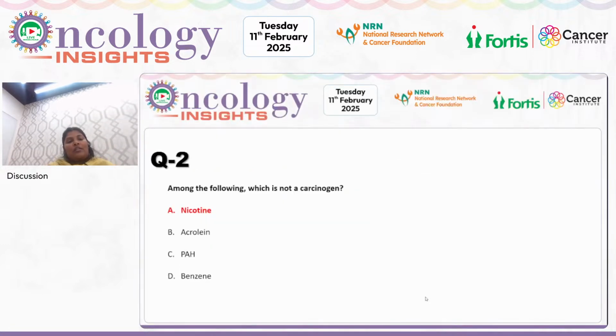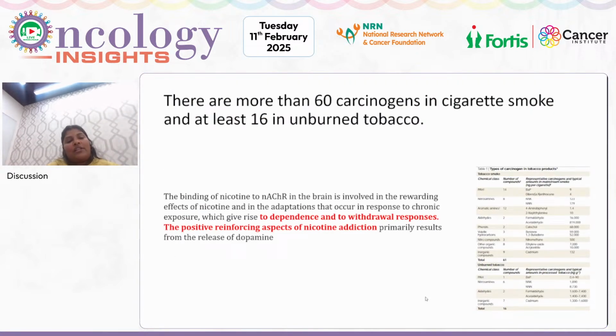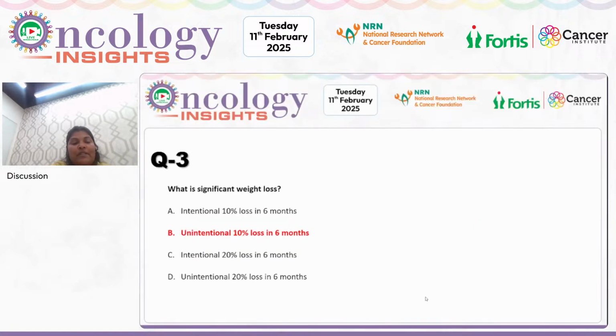Second question: among the following, which is not a carcinogen? Among these, nicotine is not a carcinogen. Nicotine is mainly an addictive agent, which acts on the receptors and gives rise to dependence and withdrawal responses. So, nicotine is mainly an addictive agent which causes positive reinforcing aspects.